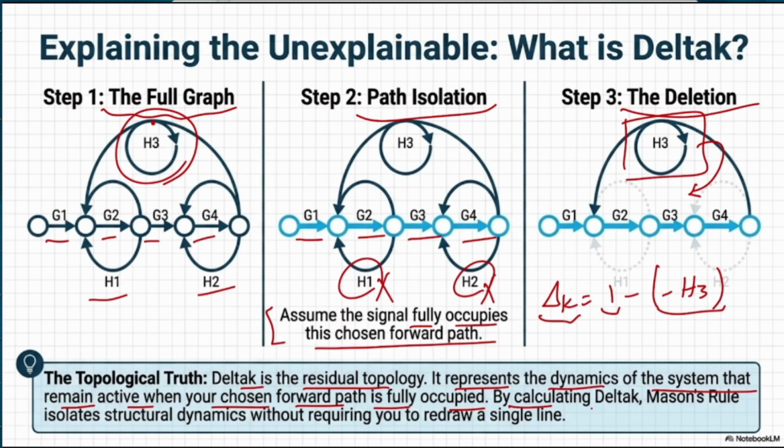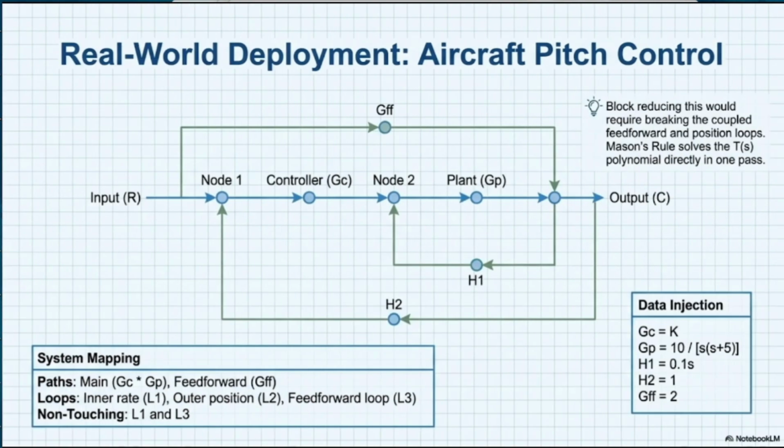So by calculating delta K, Mason's rule isolates the structural dynamics without requiring you to redraw a single line, and that is the beauty of Mason's rule. So let's see an actual example. Let's see a very good example that I love.